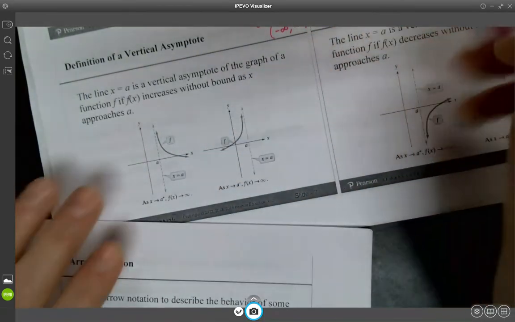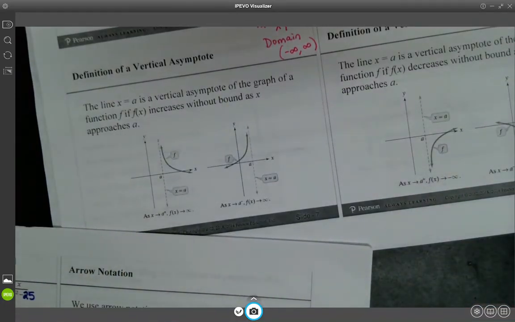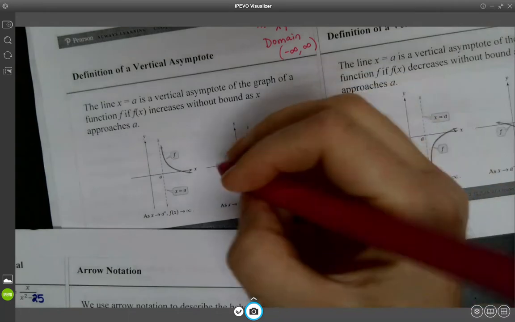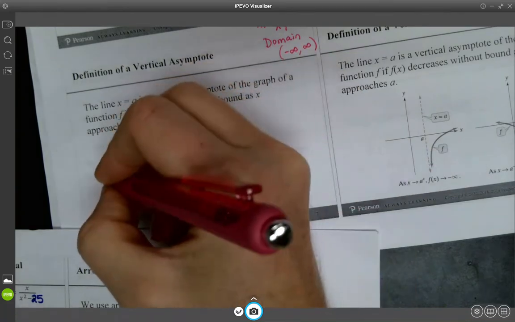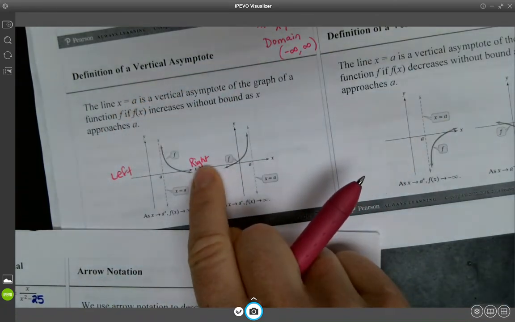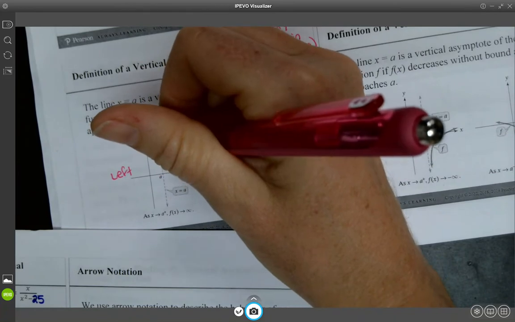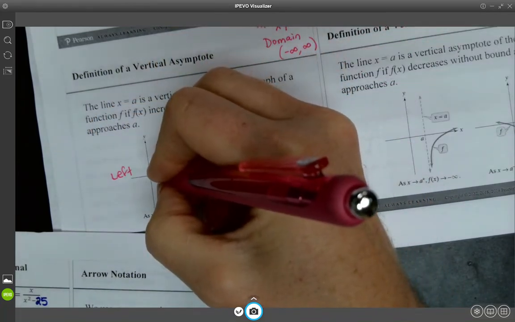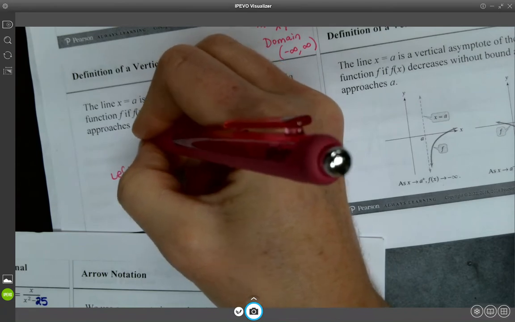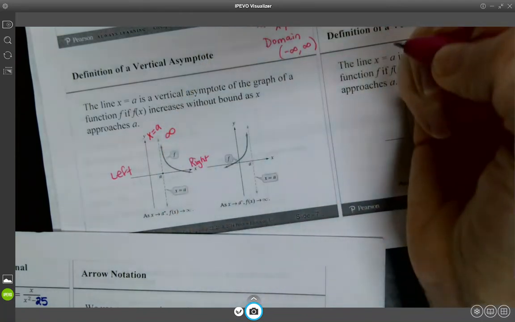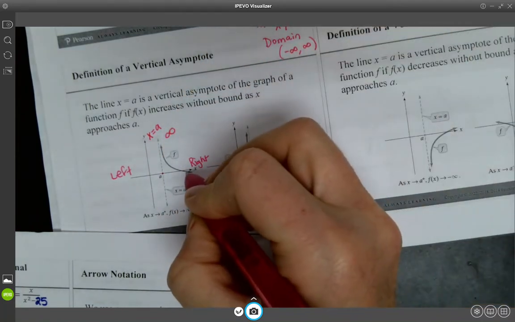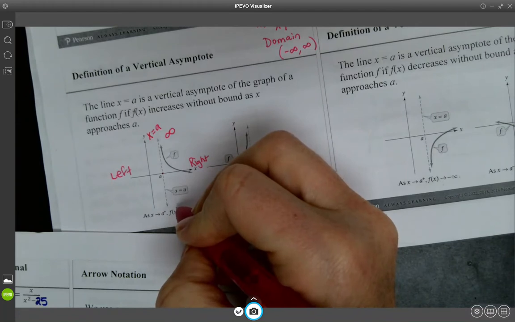Okay, so let's look at this. It says the line x equals a is a vertical asymptote of the graph of a function f if f of x increases without bound as x approaches a. So we are approaching from the right. So think about left and right. As we approach from the right, it is going up to infinity. This is a, right? This is the line x equals a. So as you approach x equals a, it's going to positive infinity. If it went down like that, then we'd say it's approaching negative infinity.